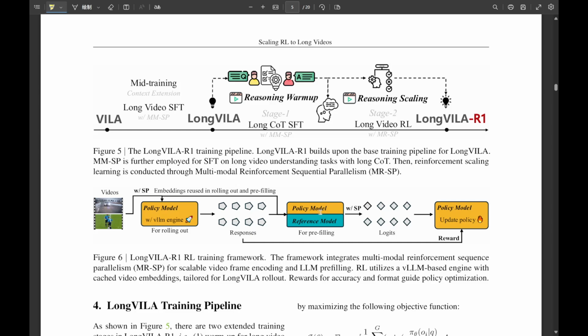Exactly. The payoff is huge. MRSP gives them up to 2.1x speedup at 512 frames. And crucially, it lets them train with much longer sequences without running out of memory. How much longer? We're talking hour-long video training, like 3,600 frames, on a single A100 node with just 8 GPUs. That's a massive leap from crashing at 512. Wow. From 512 frames and crashing to 3,600 frames on one node. Okay, that's genuinely impressive engineering.